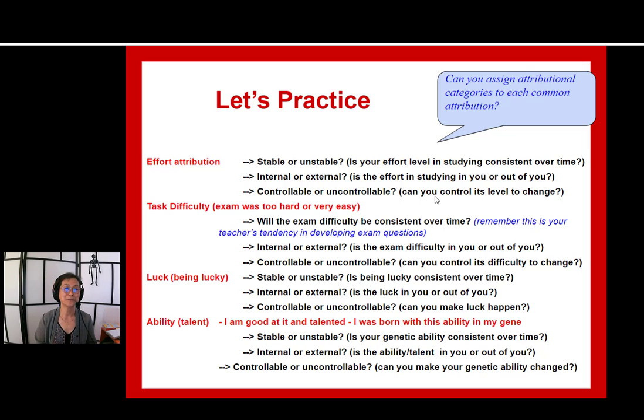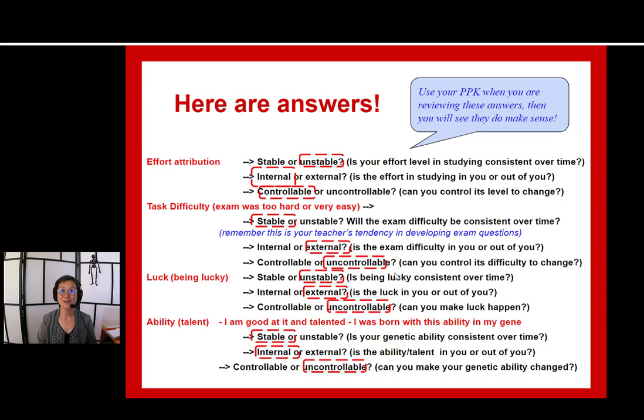Yeah, controllable. Task difficulty. Who makes that task difficulty? The exam question. Who makes that exam question? Teacher. So, is it stable, unstable? Stable. Teacher will behave the same way, right? Internal, external. External. Can you change your teacher? No, uncontrollable. Okay, so practice this multiple times and see the correct answers on the next slide.